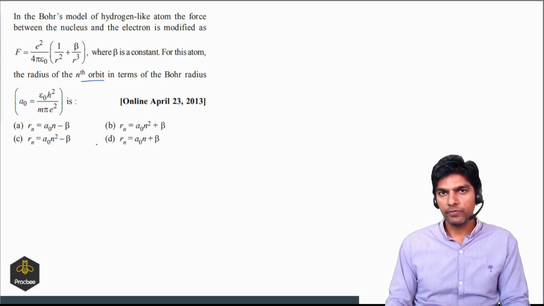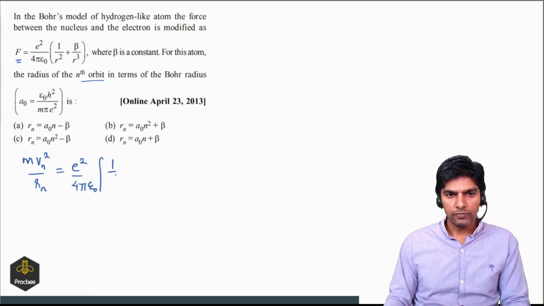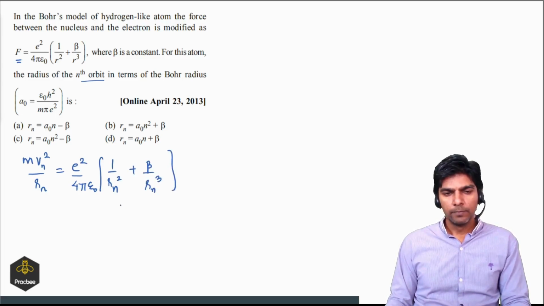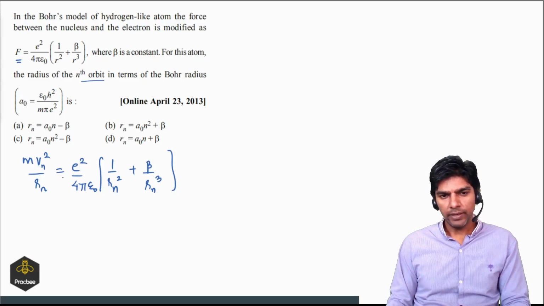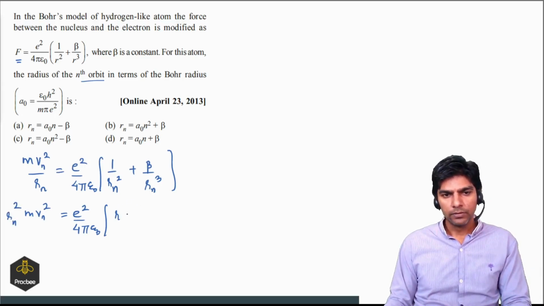So let us see what we can do. Again, our first postulate will change. Bohr's first postulate will change. So we can say this force is nothing but the centripetal force. So m vn square by rn should be equal to e square upon 4 pi epsilon naught times 1 by rn square plus beta by rn cube, right? So if I multiply throughout by Rn cube, what will we get? So it will be m vn square equals e square upon 4 pi epsilon naught times Rn plus beta. So we are multiplying with Rn cube, and this will be Rn square.